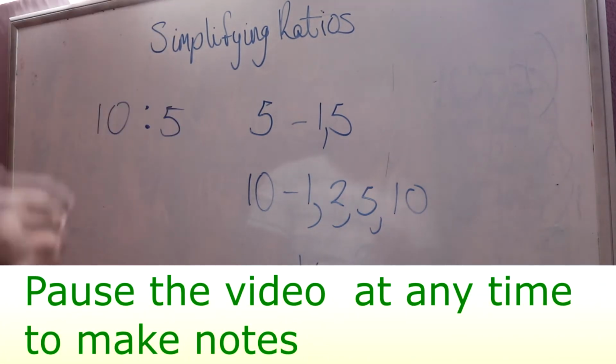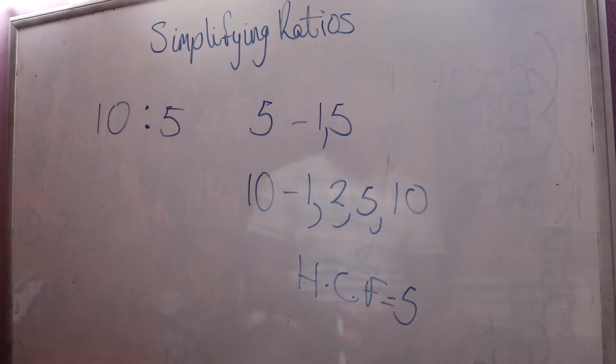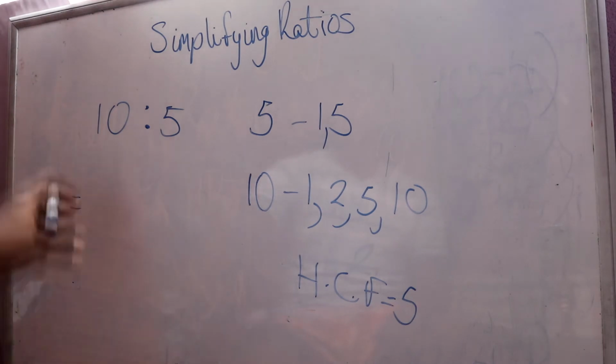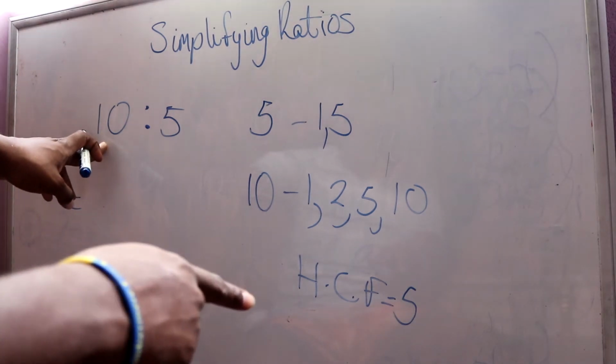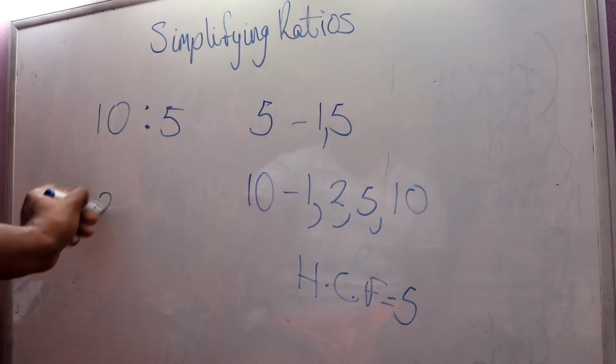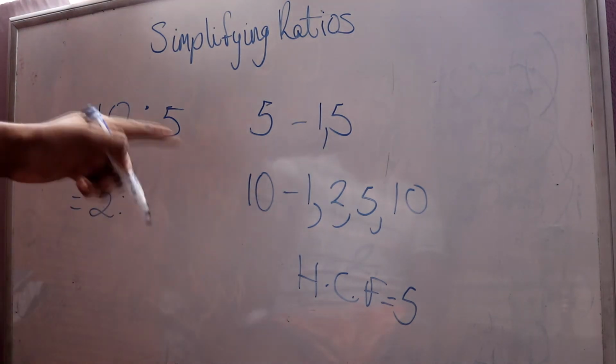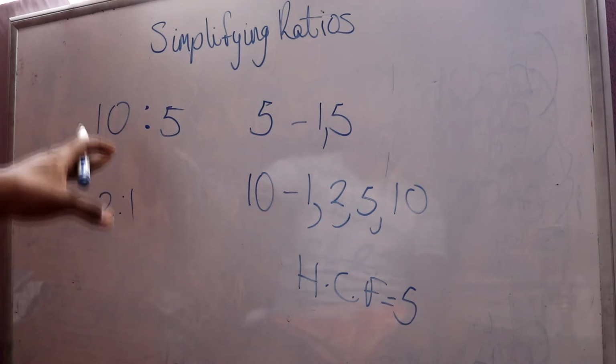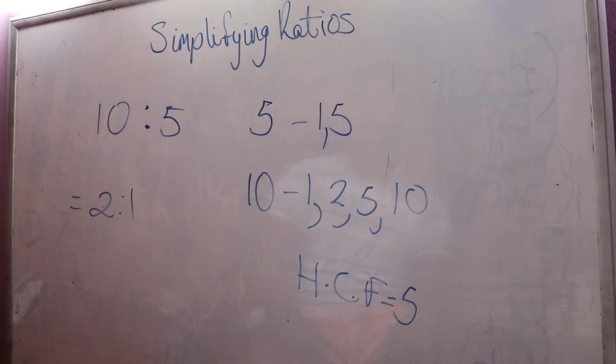Similarly, when we found the HCF, we just divide each number in the ratio by the HCF. So we're going to divide this 10 by 5, and we're going to divide this 5 by 5. Simplifying this ratio, 10 divided by the HCF 5 will give you 2, and 5 divided by 5 will give you 1. So simplifying the ratio 10 to 5, you get 2 to 1.